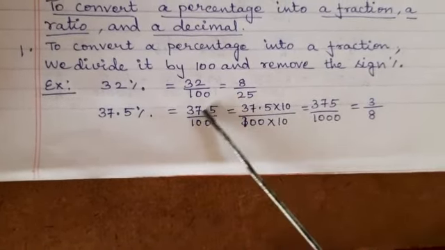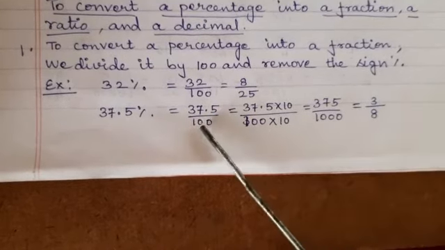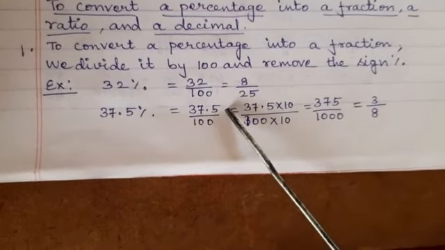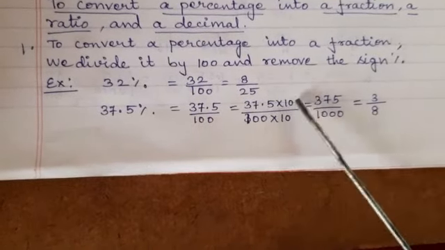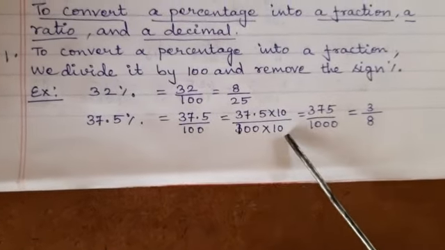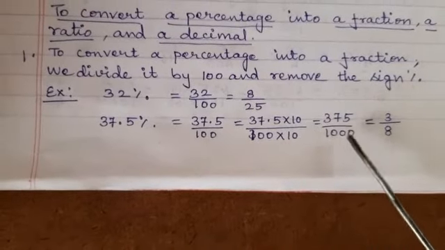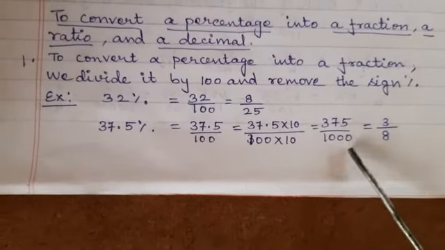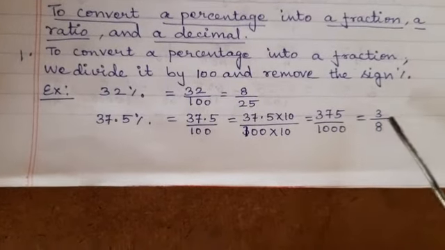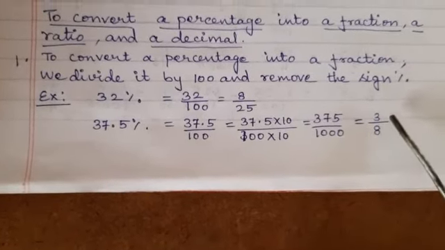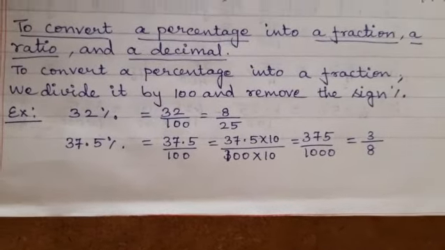After that I am converting this decimal into a whole number. So I have to see how many decimal places there are after the decimal point. Here it is only one decimal place, so I have to multiply both numerator and denominator by 10. So the answer is 375 by 1000. Now you simplify it, bring it to the lowest term, the simplest form. So the answer will be 3 by 8.